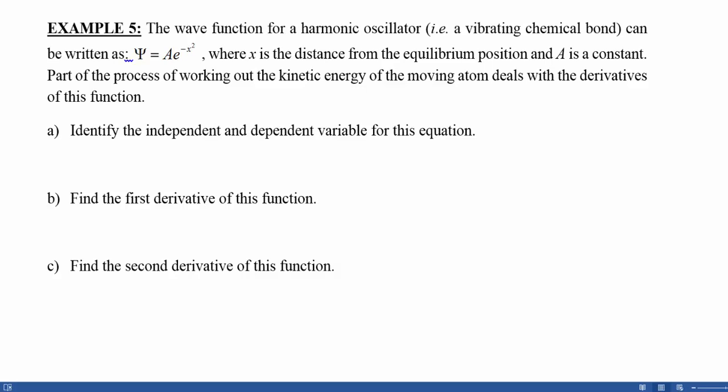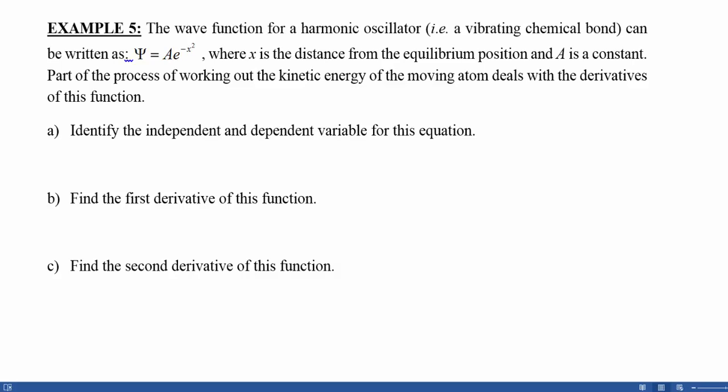Example 5. The wave function for a harmonic oscillator, i.e. a vibrating chemical bond, can be written as psi equals a e to the negative x squared, where x is the distance from the equilibrium position and a is a constant. Part of the process of working out kinetic energy of the moving atom deals with derivatives of this particular function. So here, part A, we want to identify the independent and dependent variables for this equation.